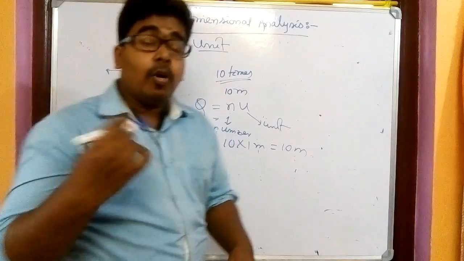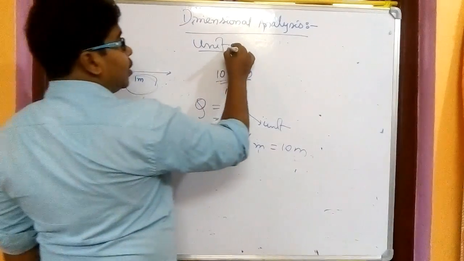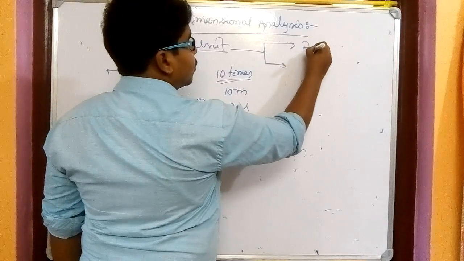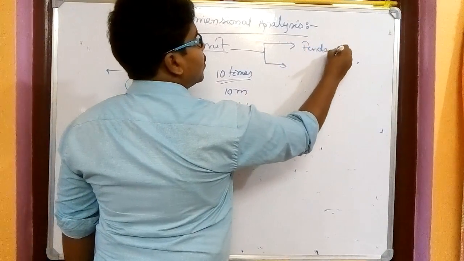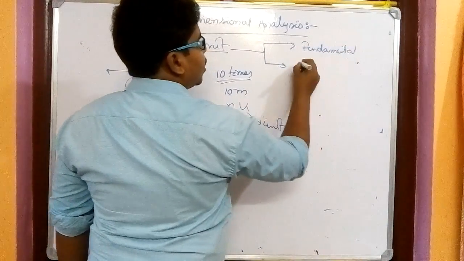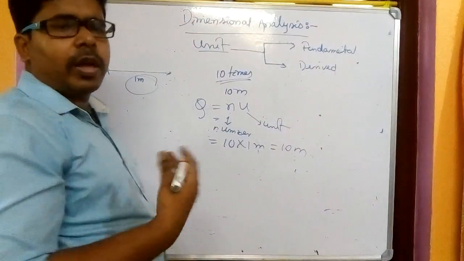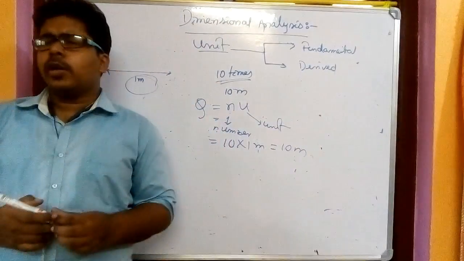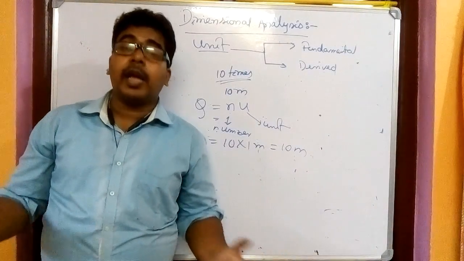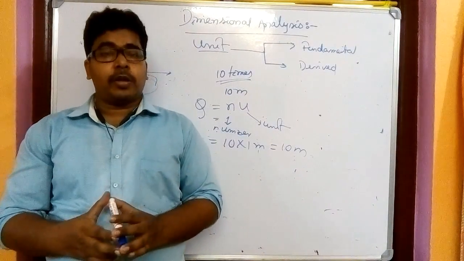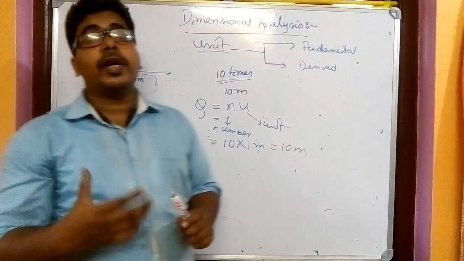It is your basic idea of unit. Now, how many types of units are there? There are two kinds of units. One is fundamental, and another one is derived. You have learned earlier also. What are the fundamental units? The units which don't need the help of any other units to measure. This is known as fundamental unit.